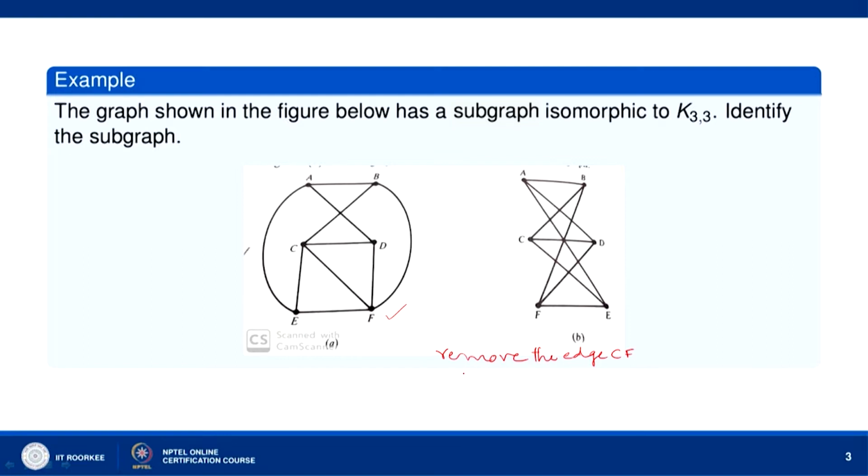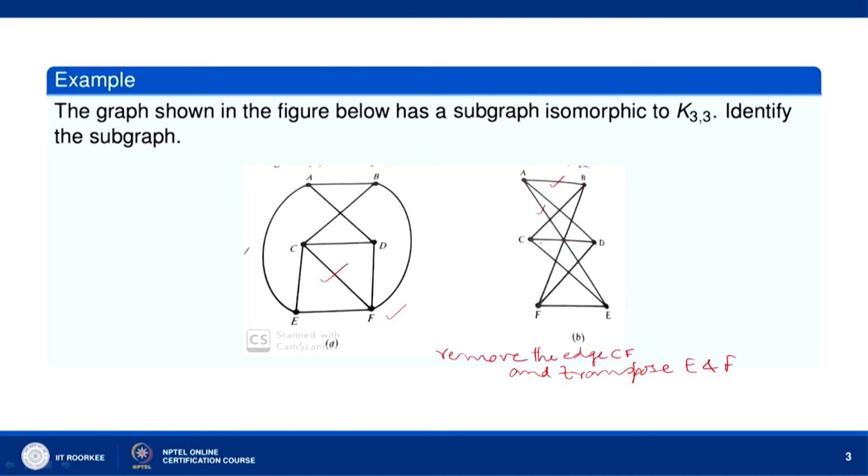So, let us remove the edge CF and transpose E and F. So, the E vertex now comes here and the F vertex is here, and then we see that A is joined to E, like this. So, this is AE, and then A is joined to B, A is joined to D, and C is joined to B here, C is joined to E, this is CE.